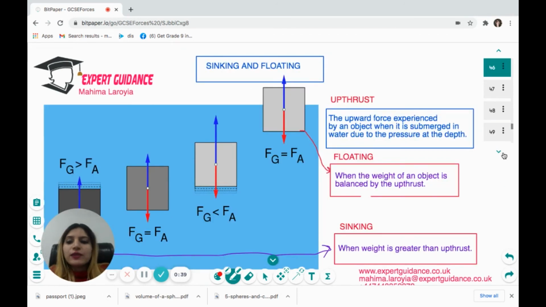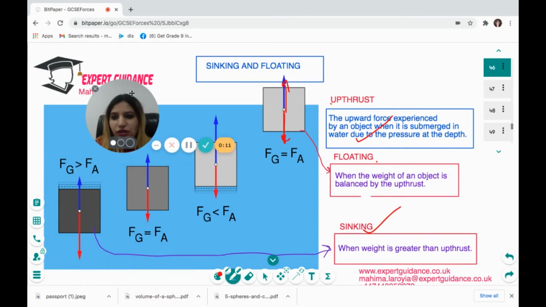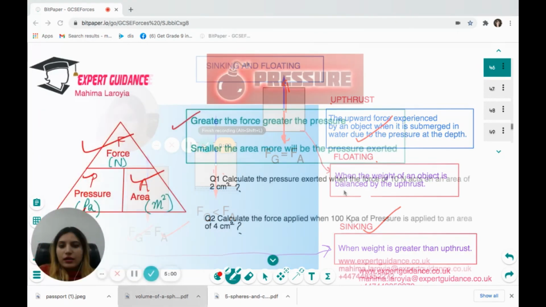Now, what are the forces that act when a body sinks and floats? So when something is sinking, there is a weight acting downwards and the upthrust acting upwards. Upthrust is the upward force experienced by an object when it is submerged in water due to the pressure at depth. Floating is when the weight of an object is balanced by the upthrust, and sinking is when the weight is greater than the upthrust. So in this case here, the weight is more than the upthrust, the body is sinking. Here it is floating because upthrust and weight are balanced. And here the upthrust is more, so the upward force is more.